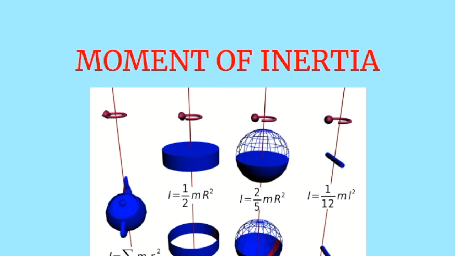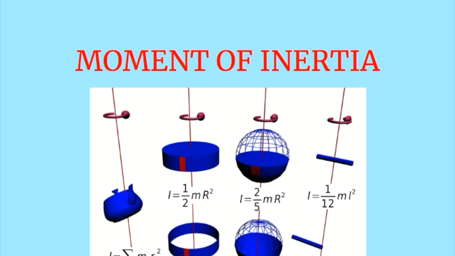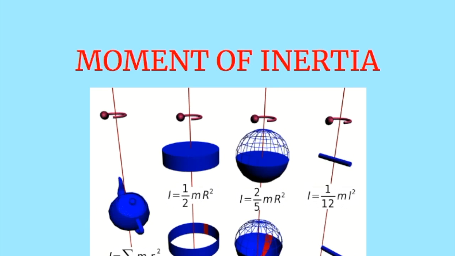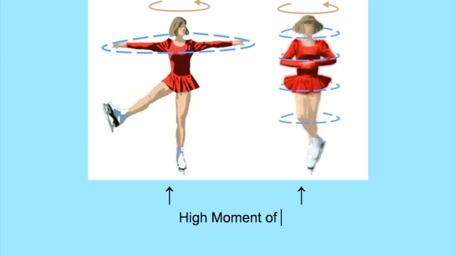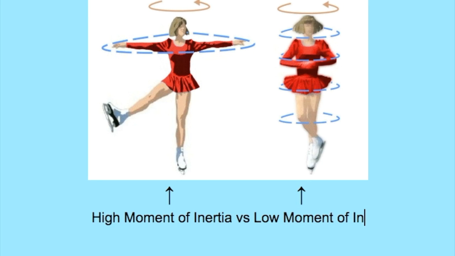The moment of inertia is defined as a measure of the resistance of a body to angular acceleration about an axis, from Merriam-Webster Dictionary. And the equation is I equals m times r squared, with m representing the mass and r equaling the radius from the center of the mass. Meaning, the higher the moment of inertia, the harder it is to rotate, and vice versa.